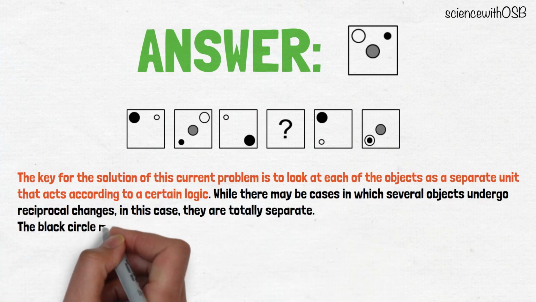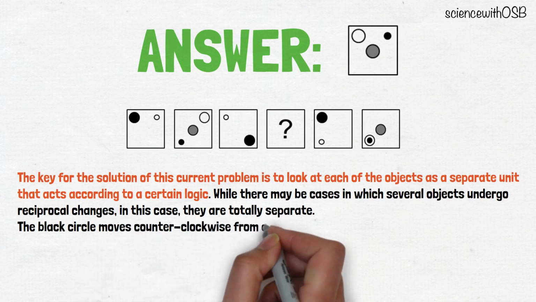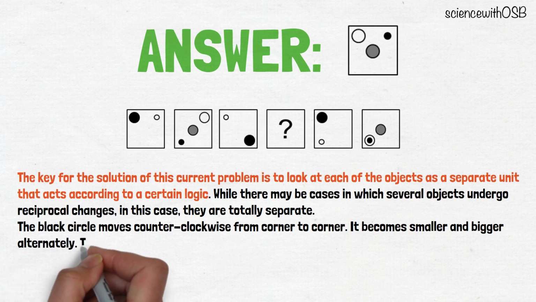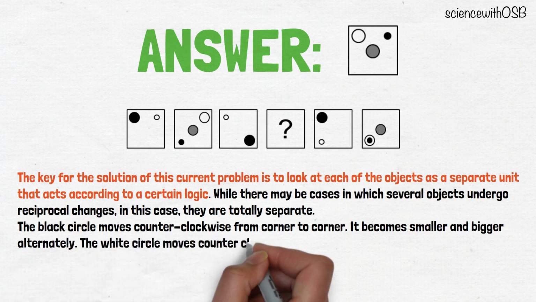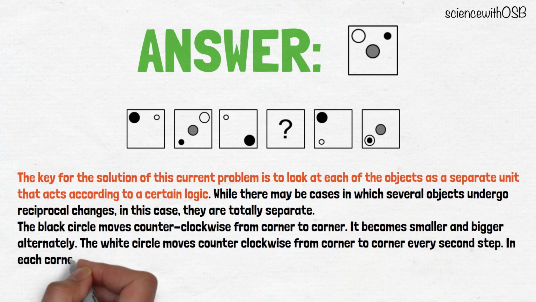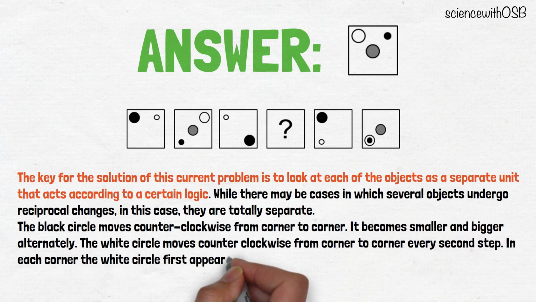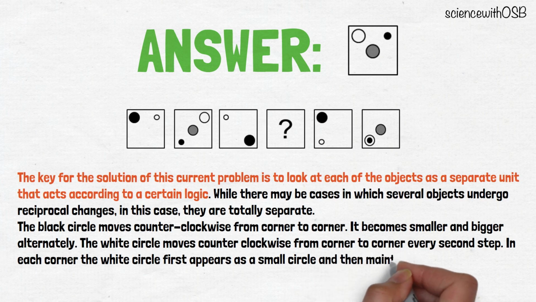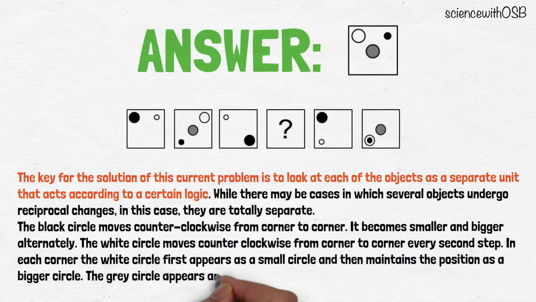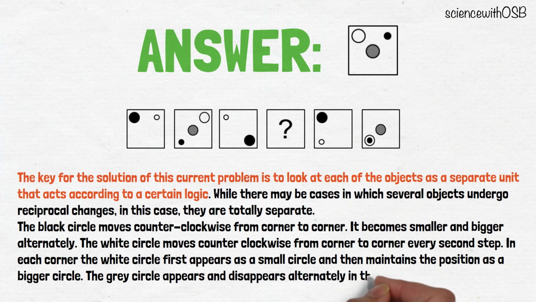The black circle moves counterclockwise from corner to corner. It becomes smaller and bigger alternately. The white circle moves counterclockwise from corner to corner every second step. In each corner, the white circle first appears as a small circle and then maintains the position as a bigger circle. The grey circle appears and disappears alternately in the middle of the square.